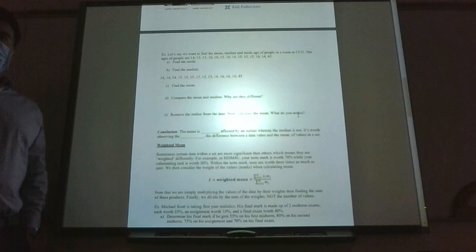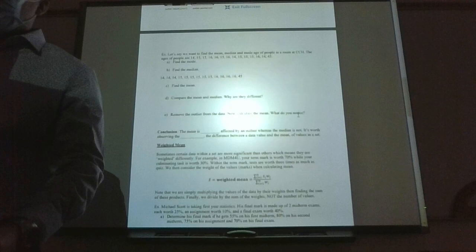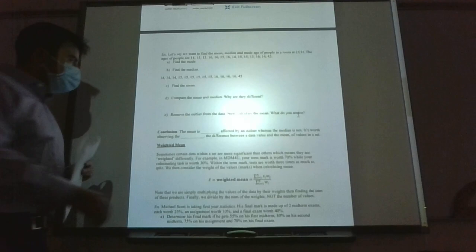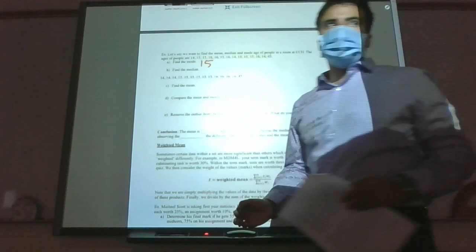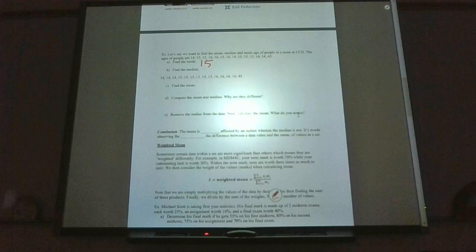Anyone want to share the first answer there? What's the mode? Yeah. 15, right? And again, does this make sense that we're talking about ages at CCH? So I just picked a room, and let's just say I walk into a room randomly and I just ask them, how old is everyone here in this room? And I just record all the ages. So it makes sense that we're in a high school. Anything in the teens, right? So all the way from 14 to 18 is probably going to be your normal values, right?